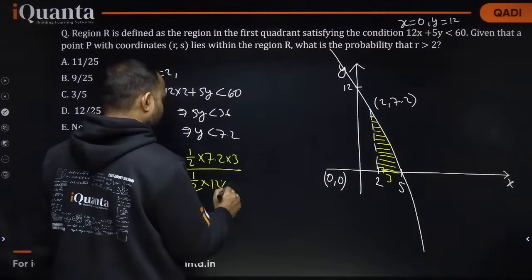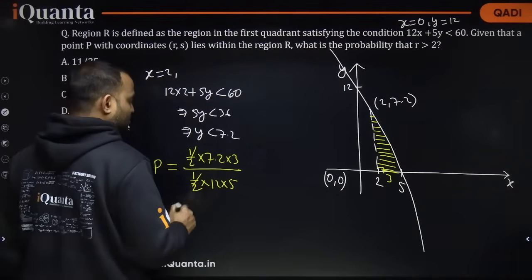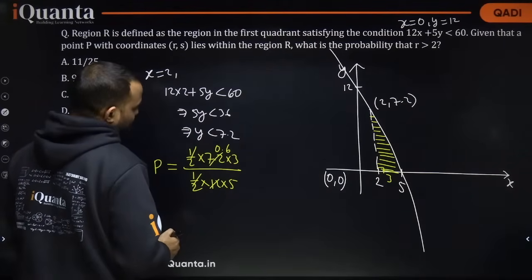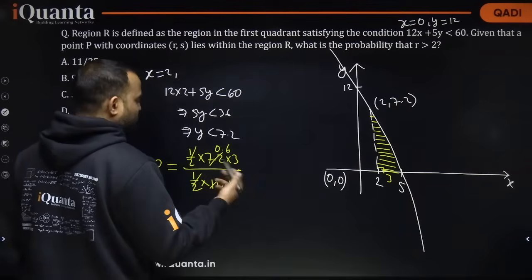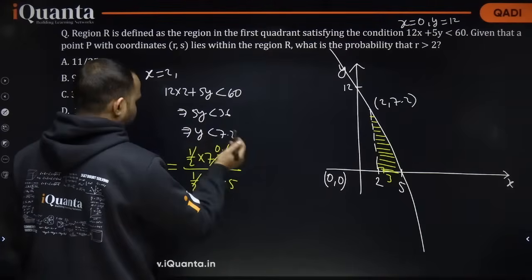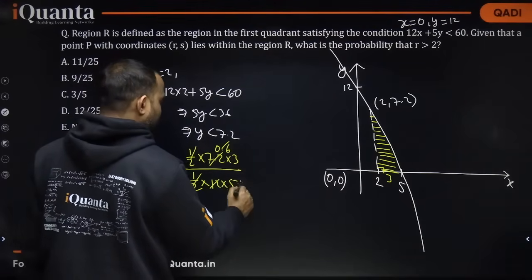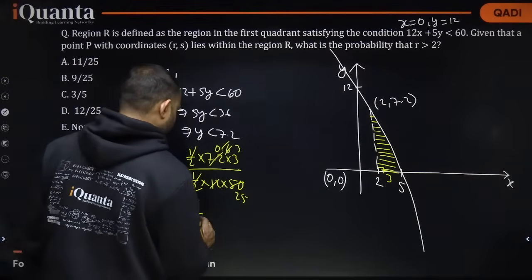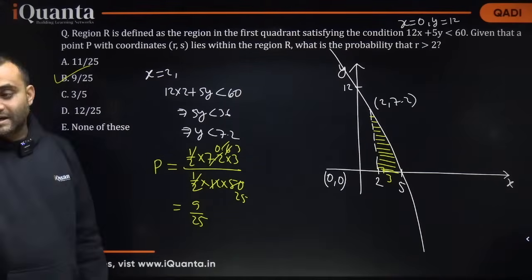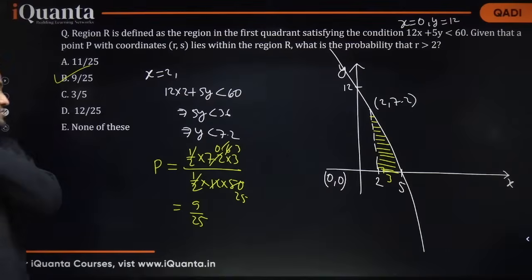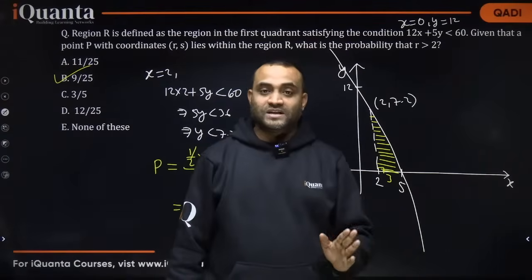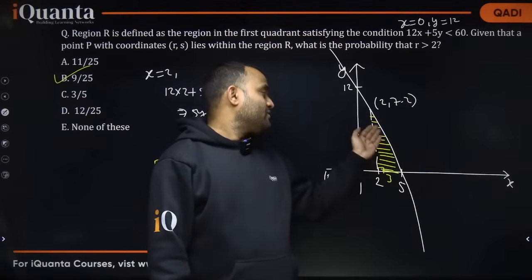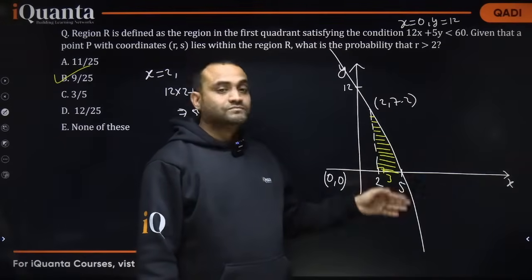So 12 into 5. Half cancelled out. 3 times 7.2 is 21.6 over 60, that is 0.36. So we will have to remove the decimal anyway, right? Yes. So remove the decimal, it will become 9 by 25. So the probability of r being greater than 2 is option B. This is how we find the answer. r is any value greater than 2. With respect to that, what will be the value of s in this triangle.